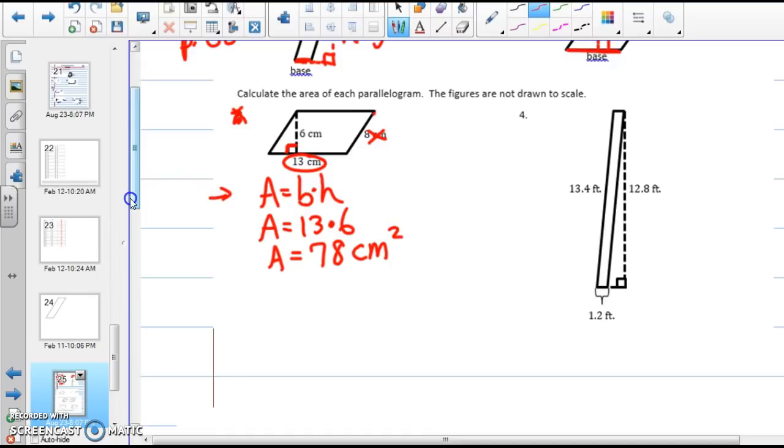Now, if your answer does not look like mine and that it has 3 steps, I need you to pause the video and make that correction.